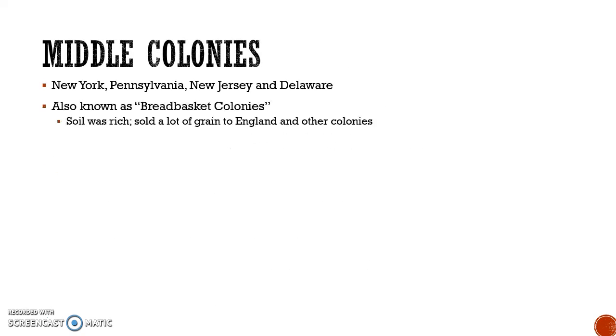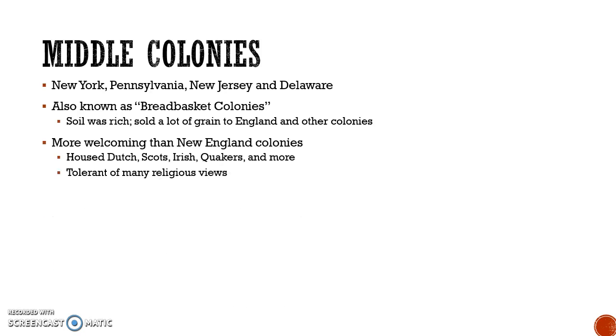Moving on to the Middle colonies. These were also known as breadbasket colonies. Their soil was very rich here, which allowed them to sell a lot of grain back to England, back to other American colonies, and also to colonies run by other nations. Here, they were a lot more tolerant of religious views, a lot more welcoming than the New England colonies, and they were a lot more diverse. They housed Dutch, Scots, Irish, Quakers, and many more types of people and religions.